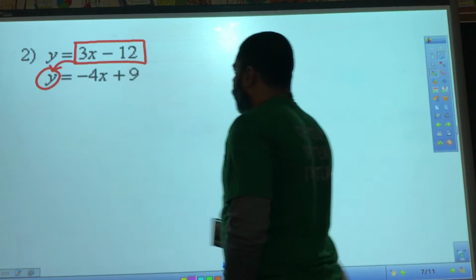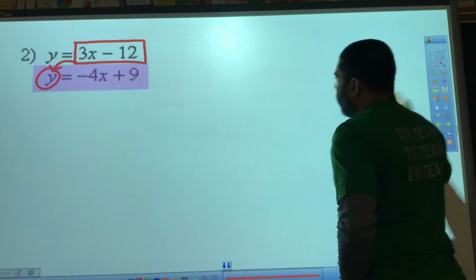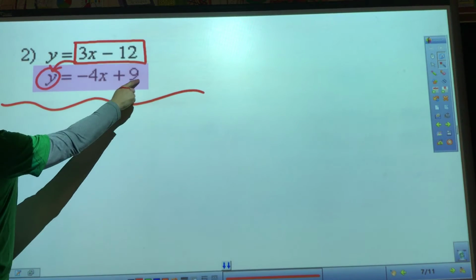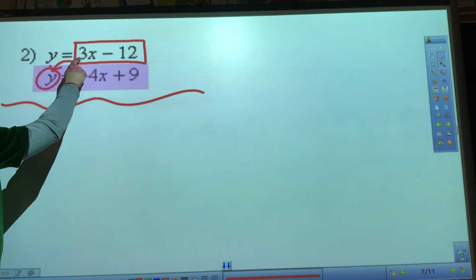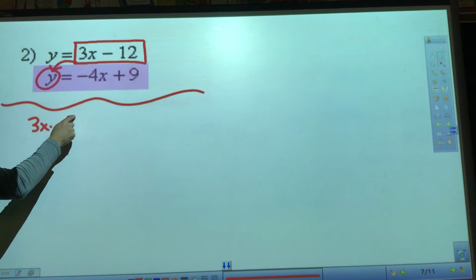So remember, when I go to write my new equation, I'm using that one as my guide. I'm no longer writing y equals negative 4x plus 9. Instead of y, I'm going to write 3x minus 12. So 3x minus 12 goes right there.